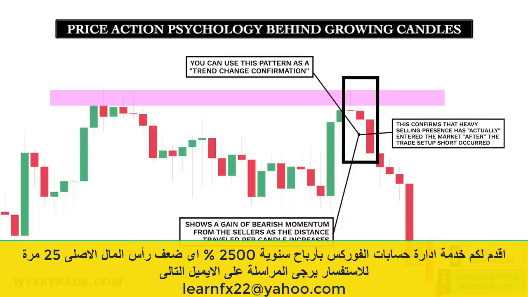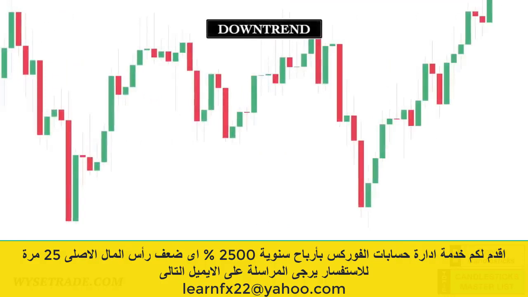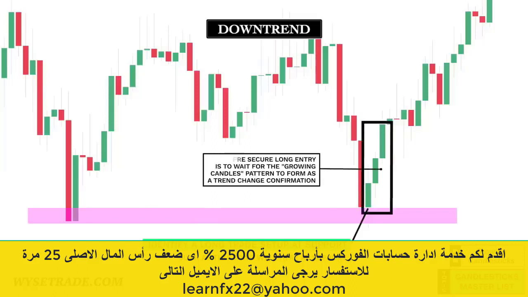Now going in the opposite direction. You first need to identify a long trade setup at support. Now, right after the long opportunity setup occurs is when you would look for this pattern to form, where the candles increase in size one after the other.